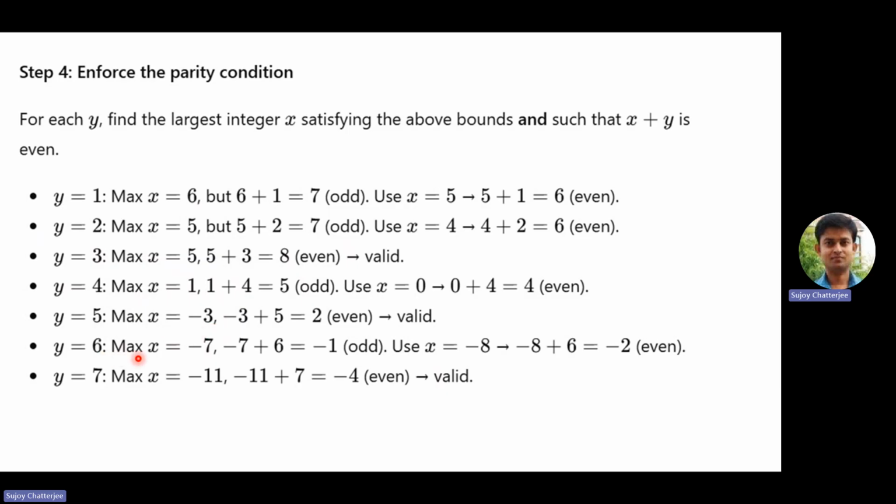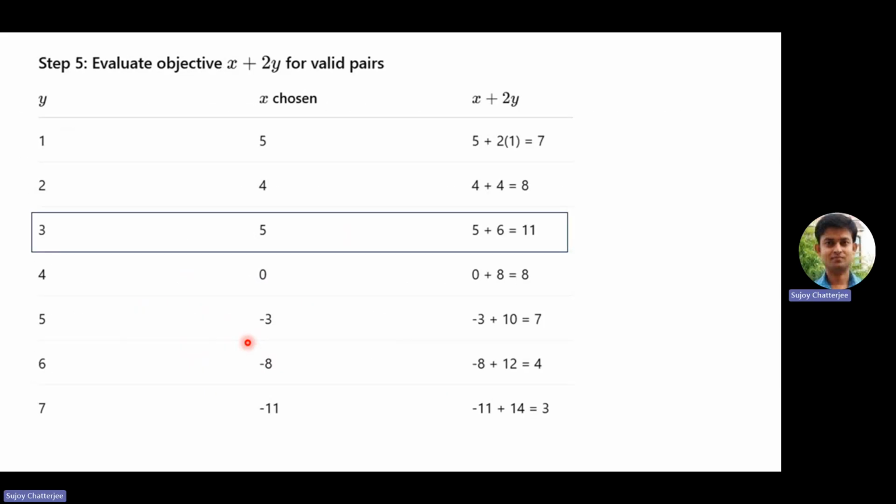Y is equal to 6 gives us max x is equal to minus 7. Minus 7 plus 6 is minus 1, which is odd. So use 8 instead. That means in place of 7 use 8, so it will give us minus 8 plus 6, that is minus 2. And y is equal to 7, x equal to minus 11 will give you minus 11 plus 7, which is minus 4, which is still a valid number. So this is the final table.